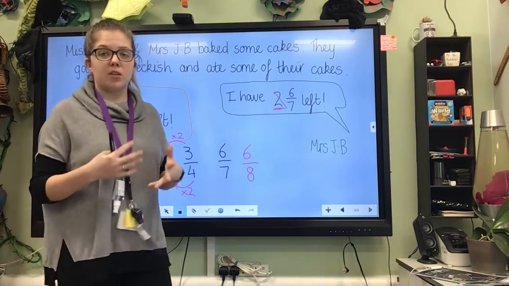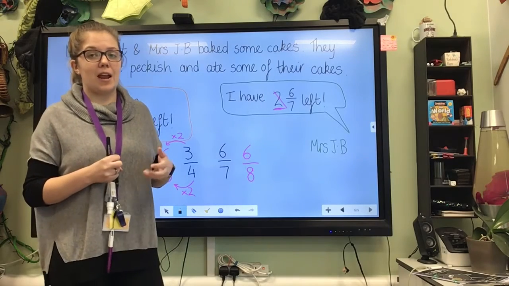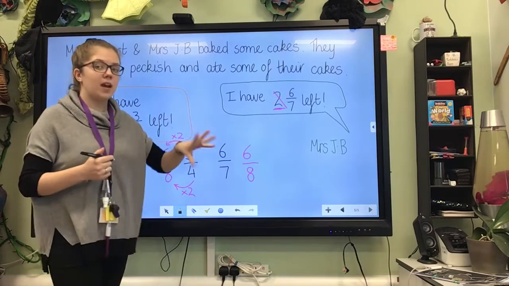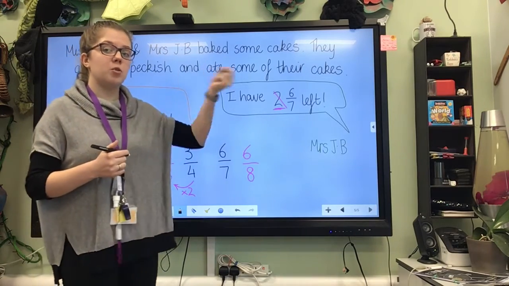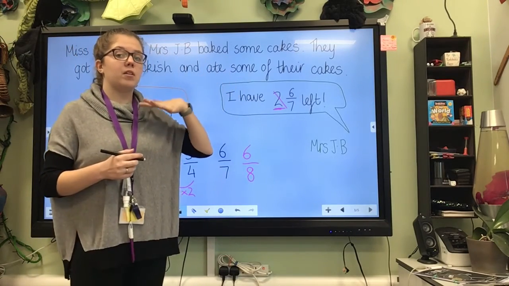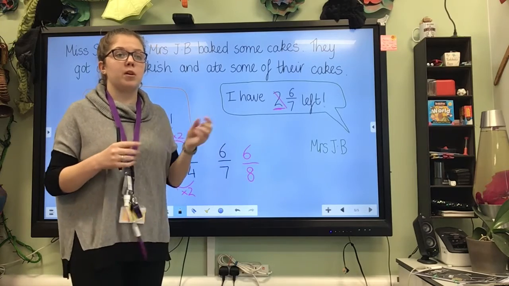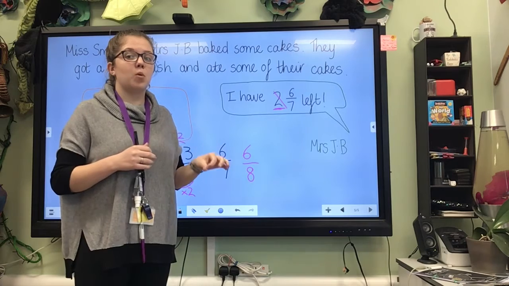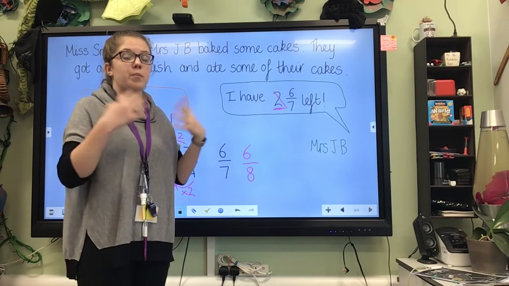Watch this video a couple of times, have a go at the questions again, and just remember the rule of when the denominators are the same, you can just look at the numerators to compare, and when you can't find that relationship, if you make the numerators the same, you just got to remember that the smaller the number, the bigger the fraction.